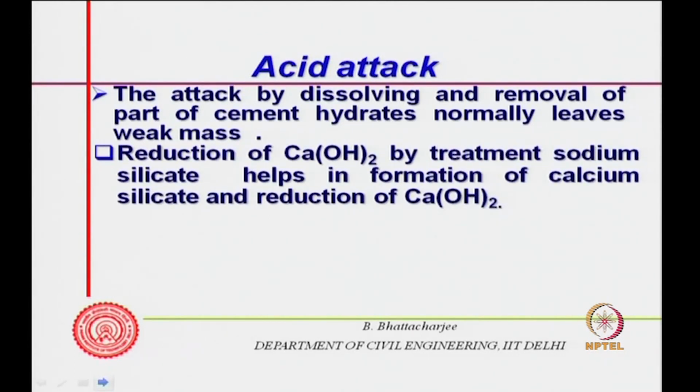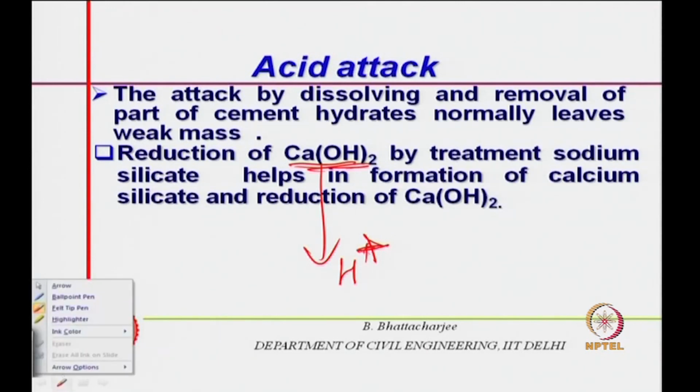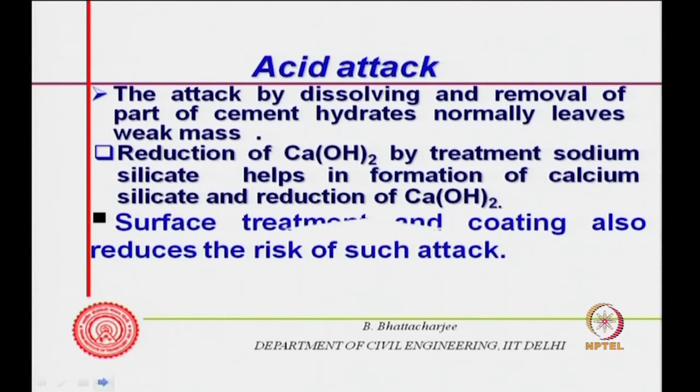Reduction of calcium hydroxide by treatment with sodium silicate helps in formation of calcium silicate, because calcium hydroxide is the link, the weak link. This is what reacts with any kind of acid. Therefore, if I know that there is a possibility of acid attack, I can reduce this calcium hydroxide by treatment with sodium silicate, and calcium silicate would be there, so the potential acid attack can be reduced. All right. So, surface treatment and coating also reduce the risk of such attack.